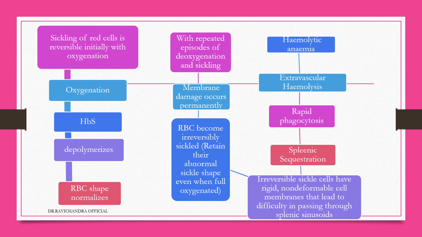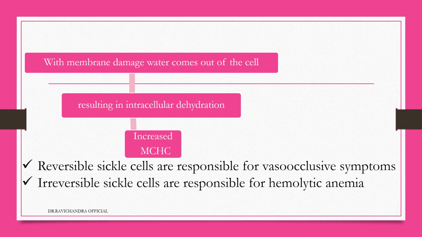Irreversible sickle cells have rigid, non-deformable cell membranes that lead to difficulty in passing through the splenic sinusoids. As a result, there will be splenic sequestration followed by rapid phagocytosis, which will result in hemolysis outside the blood vessel, that is extravascular hemolysis, resulting in hemolytic anemia. With membrane damage, water comes out of the cell, resulting in intracellular dehydration, and there will be increased MCHC. So, increased MCHC is also seen in sickle cell anemias.